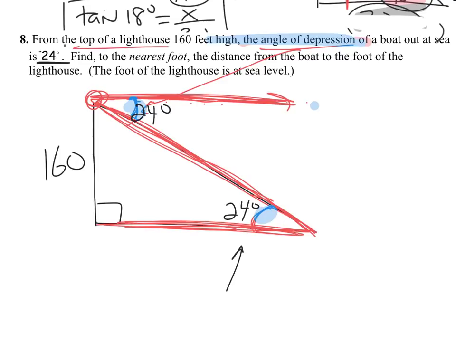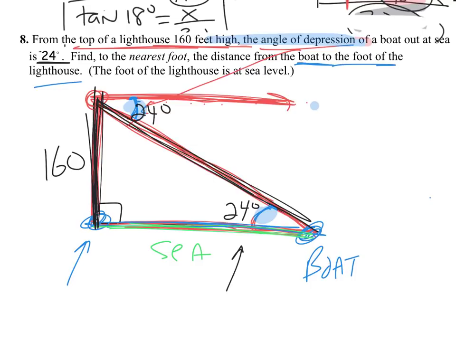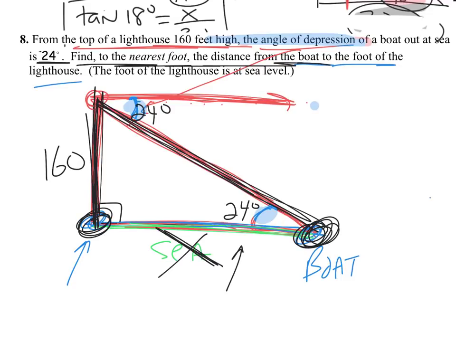It says the top of a lighthouse 160 feet high. So I know the height of the lighthouse is 160 feet. Find to the nearest foot the distance from the boat to the foot of the lighthouse. Well, there's the foot of the lighthouse, and you're going to have your boat that's out at sea. So I'm going to have the sea out here, the water. I have my lighthouse. I have the angle, and here's where the boat is. So here is going to be where my X is.